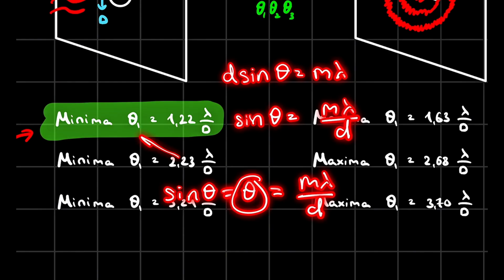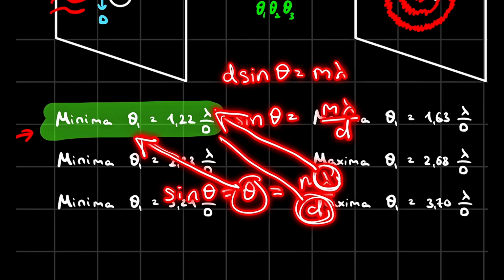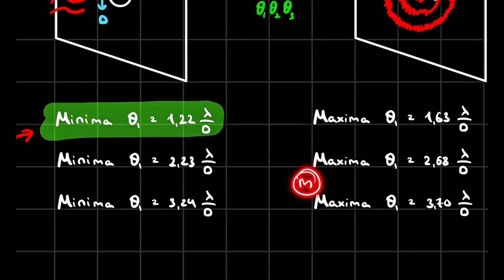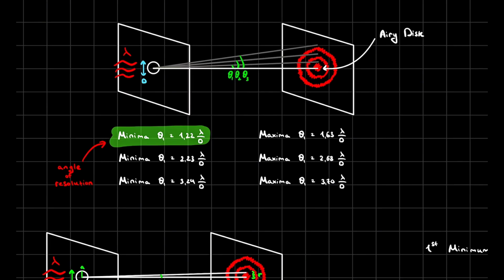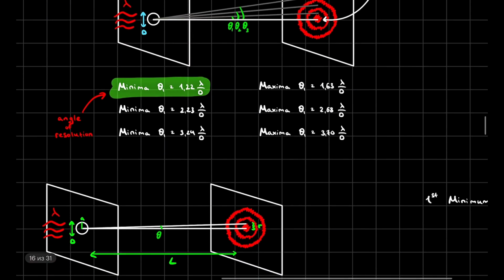So theta comes from this one. Lambda, as you can see, is here. D is this one, the large diameter. But what about this m, which was here? This is 1.22. Here, for the second minima, it is 2.23. For the third one, 3.24, and so on and so on. A little bit strange numbers, in fact, and you might think, where did I get those from? But let's talk about them right now.